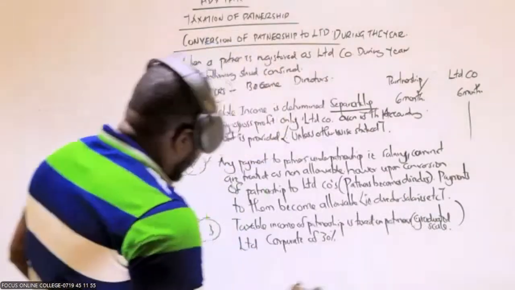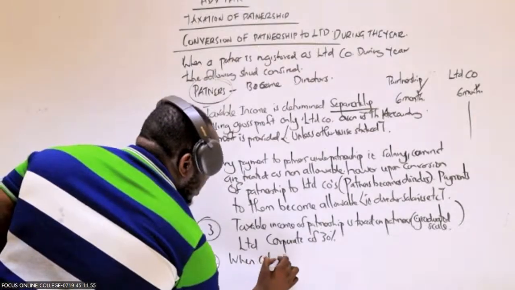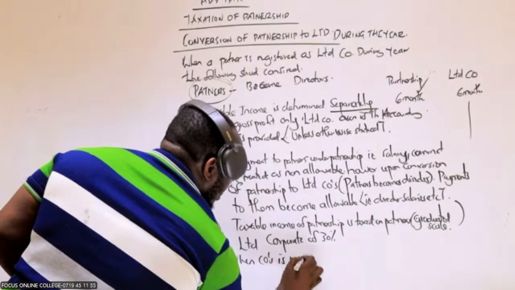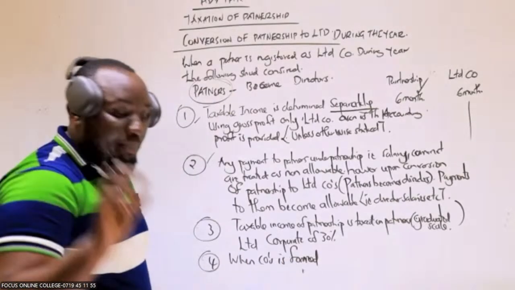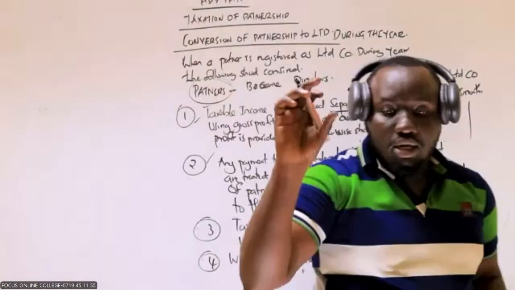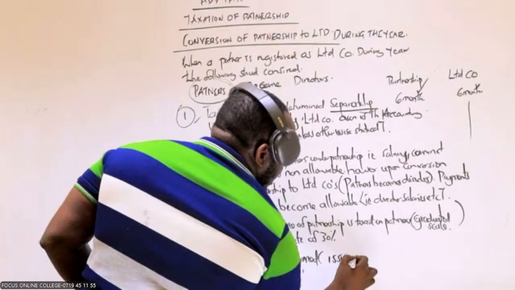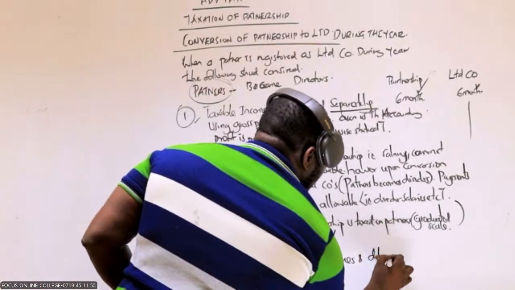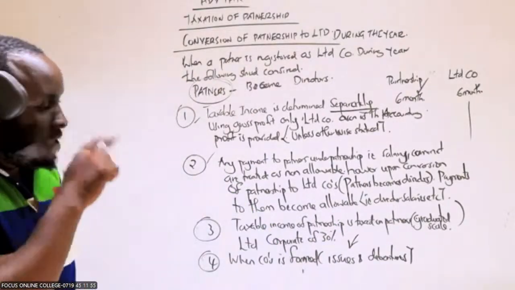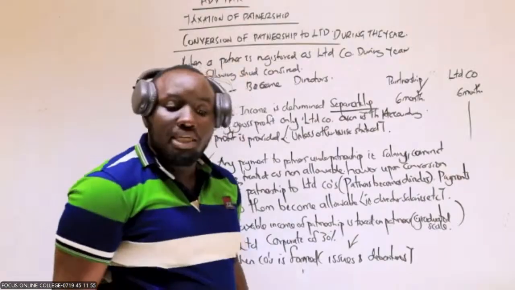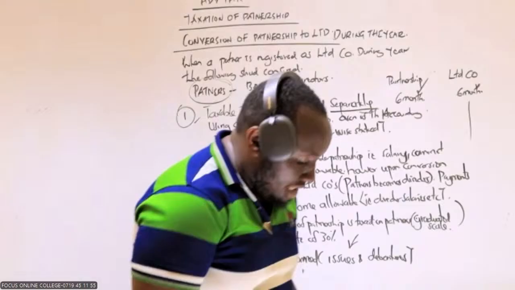Then lastly, when companies are formed, look at this. When a company is essentially formed, a number of things happen. There's the issue of shares and debentures. So these are the sources of funding for the company. Together, issues of shares and debentures. These are the sources of funding for the company.